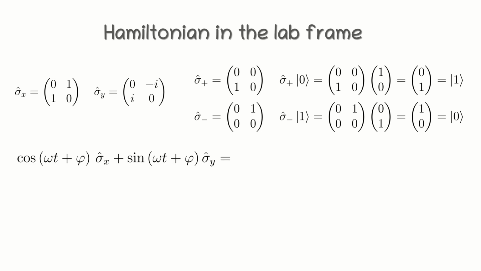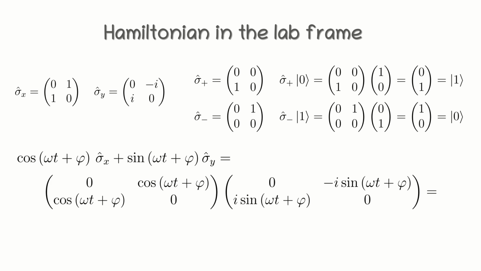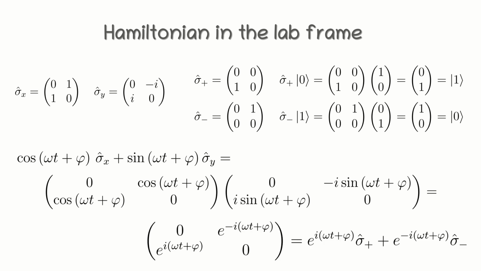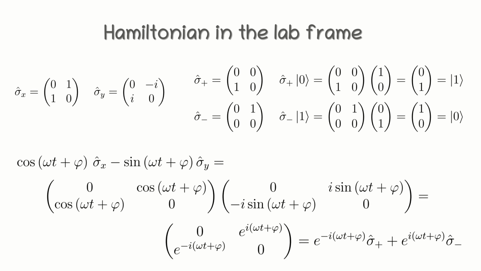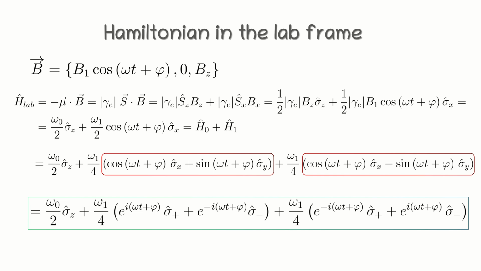We want to write down cosine(omega t plus phi) sigma x plus sine(omega t plus phi) sigma y in terms of sigma plus and sigma minus. First, we use the expressions for sigma x and sigma y, then we multiply two matrices according to the matrix multiplication rule, and after that, we get the desired expression. We can repeat all these calculations for another expression in the red box. Finally, we substitute them into the original formula and obtain the expression for the Hamiltonian in the lab frame, which we are going to use in our further calculations.